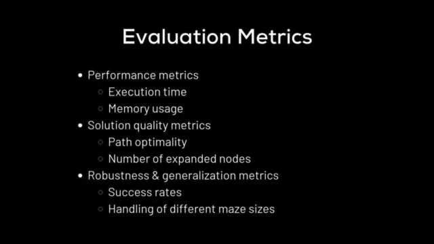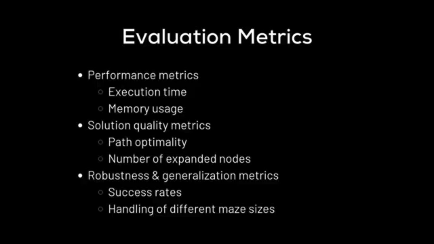A-star guarantees the shortest path when implemented correctly. We will compare the LLM-generated paths to standard A-star paths to verify optimality. Efficiency can also be measured by the number of nodes the algorithm expands before reaching the goal. Ideally, the LLM should not increase the number of expanded nodes beyond what a traditional A-star search would do.